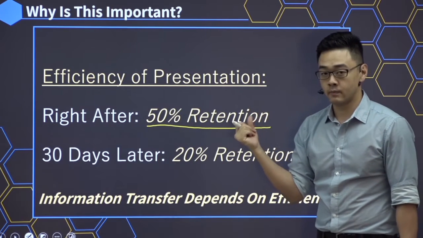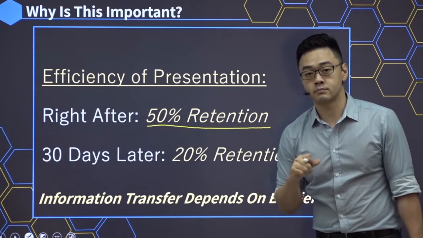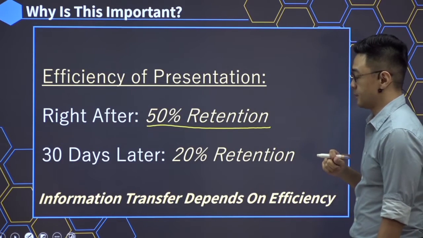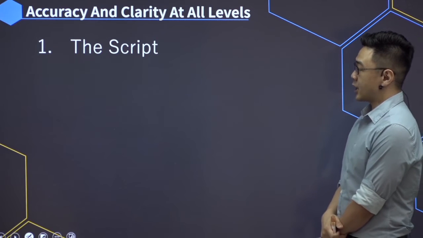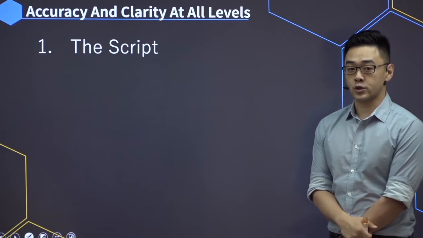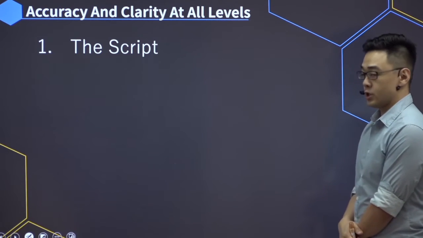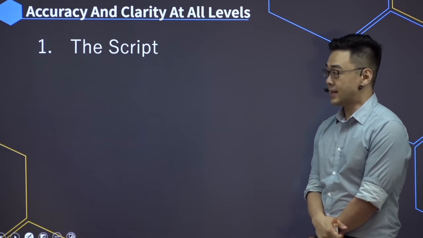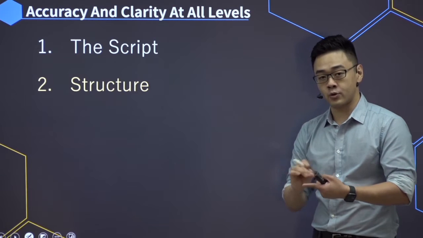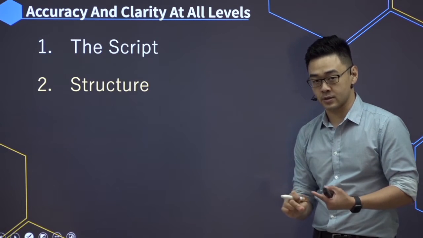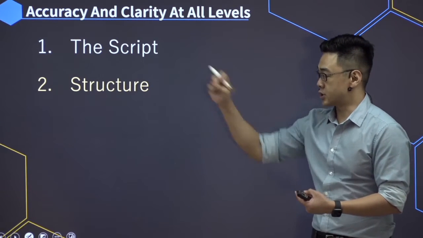Very important. That's communication proficiency. Okay? So if you want to be accurate and clear at all levels, you have to consider several parts. Your script. So that's the message that you try to tell. Okay? Everything you write down, the documents, the emails, your speech, the script.